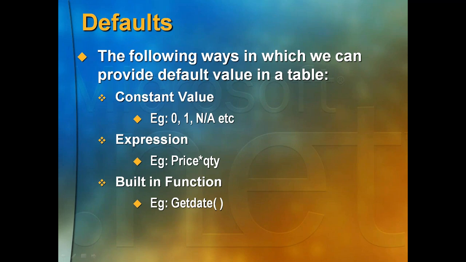Clear? Now we are talking about defaults. These are the ways in which we can provide the default value in a table. You can have a constant value. You can give default 0, default 1, default not applicable. You can give like this. You can have expressions, such as price into quantity. You can also give built-in functions.